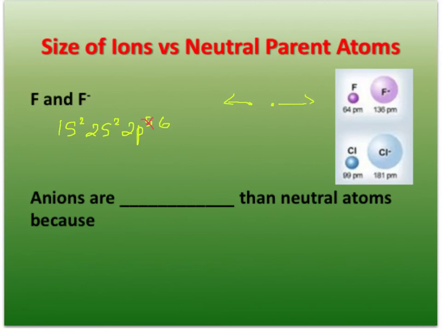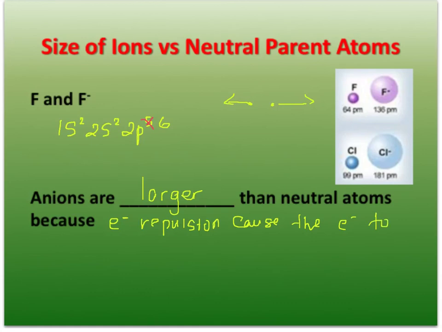So anions are larger than neutral atoms because electron repulsion causes the electrons to spread out, because they want to be as far apart as possible from each other.